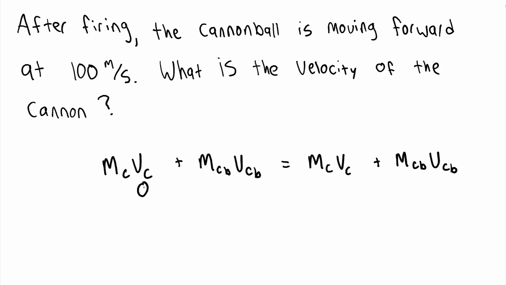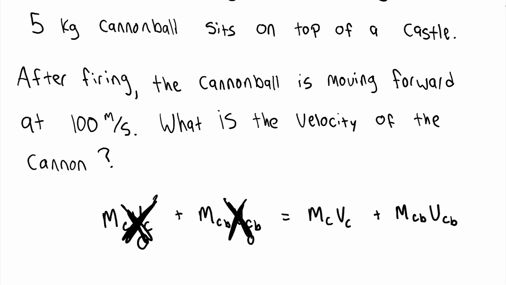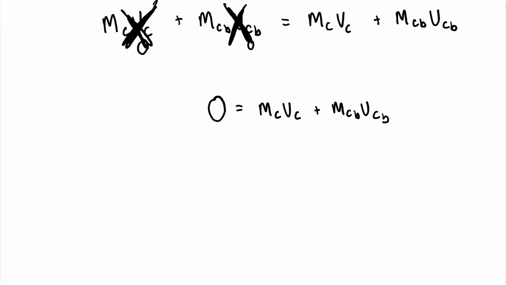So in this case, the velocity of the cannon is 0, because it's stationary, so that goes away. The velocity of the cannonball is also 0 at the beginning, so this goes away. And what you get is that 0 is equal to the mass of the cannon times the velocity of the cannon, plus the mass of the cannonball times the velocity of the cannonball. This is the initial side, and this is the final side. So if you want to figure out the velocity of the cannon at the end, which is this right here, I want to figure out the velocity of the cannon at the end.